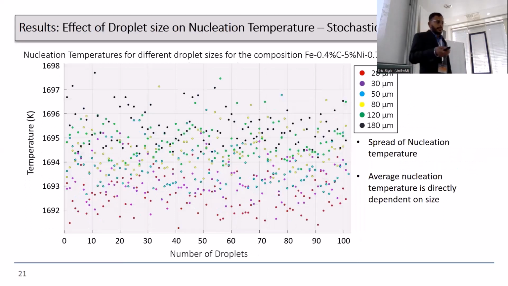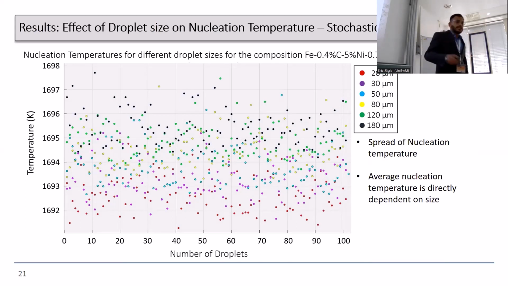So the next result, this is the effect of droplet size on nucleation temperature. So we have 6 different droplet sizes, and 100 iterations are done. So for each droplet size, 100 droplets are computed, and the nucleation temperature is taken as a result, and they are plotted. So we can see the spread of nucleation temperature, and as we can see, towards the bottom, it's the 20 micron droplet, and towards the top, it's 180 micron droplets.